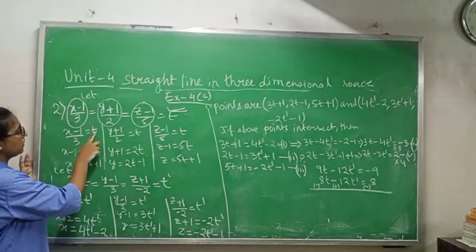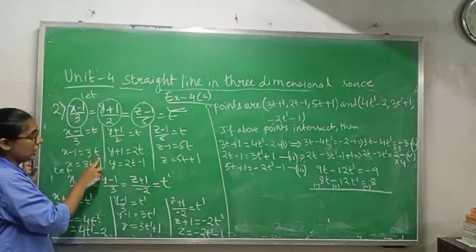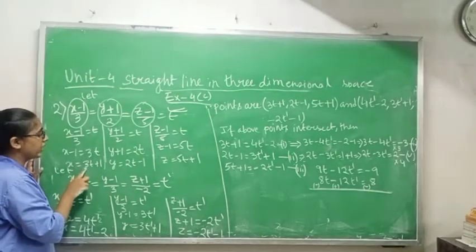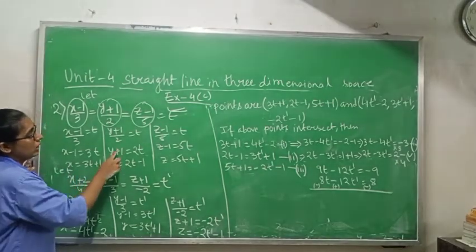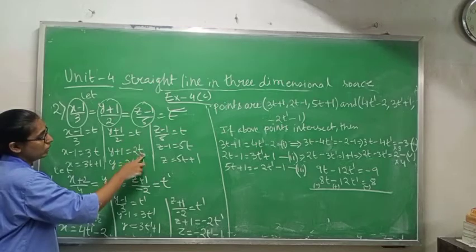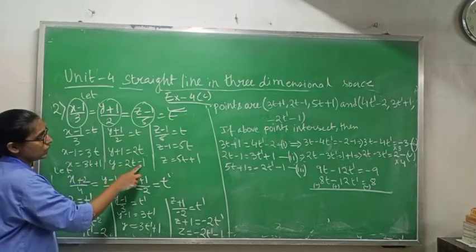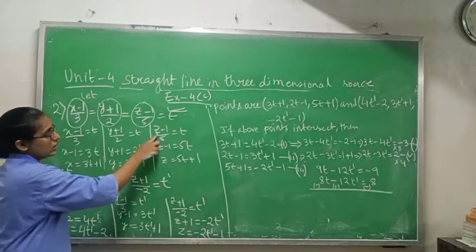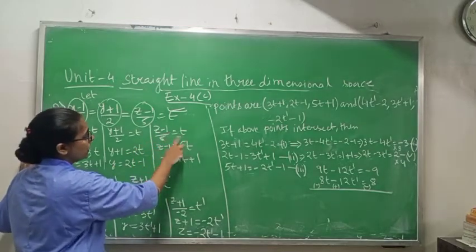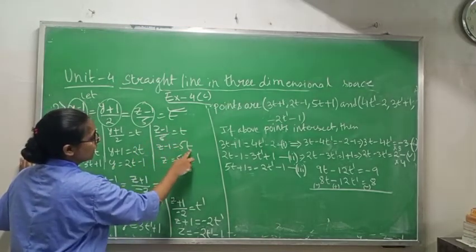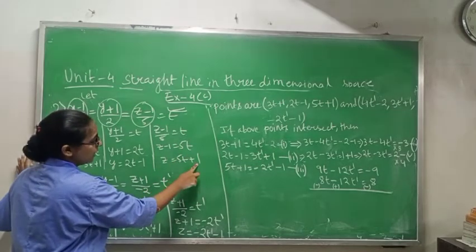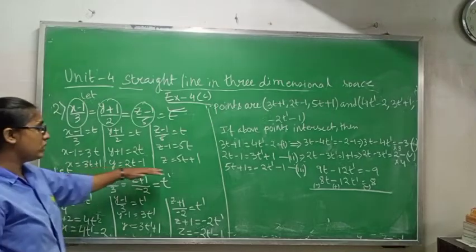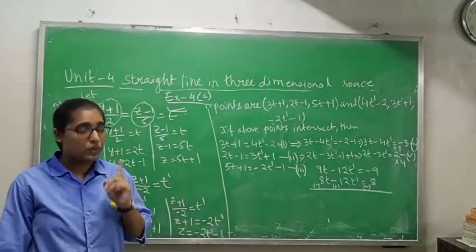Now this 3 will multiply with t, it will come 3t, minus 1 will come this side, it will become plus 1. So the x value you are getting is 3t plus 1. Now 2 will multiply with t, 2t, plus 1 will come this side, it will become minus 1. So the y value you will get is 2t minus 1. (z minus 1)/5 equals t, 5 will multiply with t, it will come 5t, minus 1 will come this side, it will become plus 1. So the x value is this, y value is this, and z value is this, you are getting from the first line.